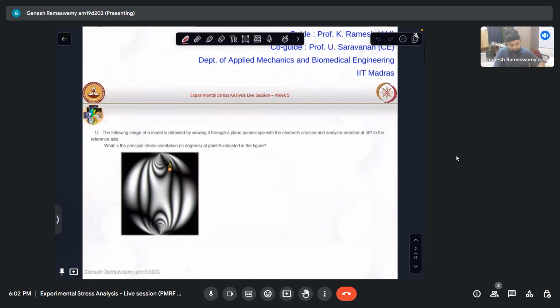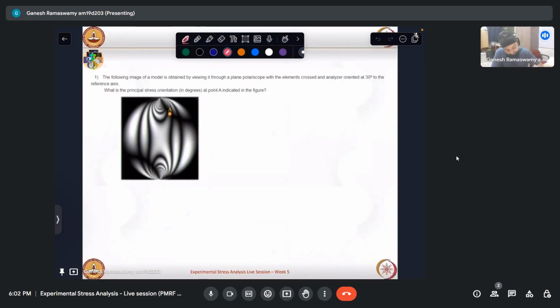So let us look at the first question of the day. The question says, the following image of a model is obtained by viewing it through a plane polariscope with the elements crossed and the analyzer oriented at 30 degrees to the reference axis. That's what is said. So essentially, the first thing is we are looking at a disk under diametral compression.